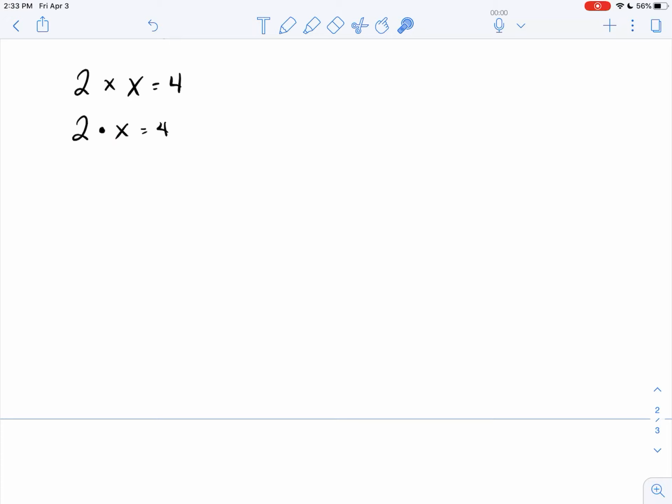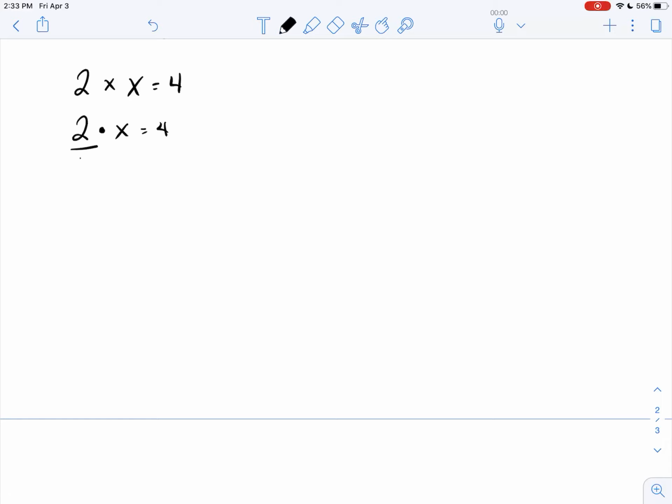So we need to do the opposite of whatever we did. So we're multiplying. So this time we're going to need to divide. Now, like addition, it doesn't matter what order you do things in when you're multiplying. It only matters what order you're doing things in when you're subtracting or dividing.